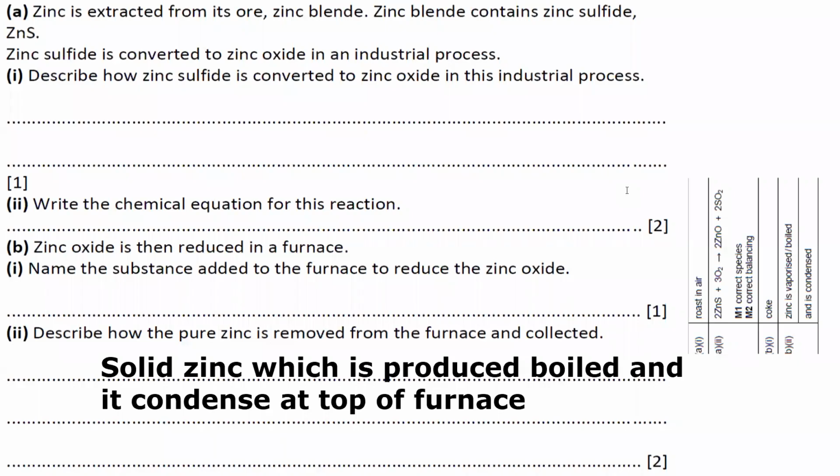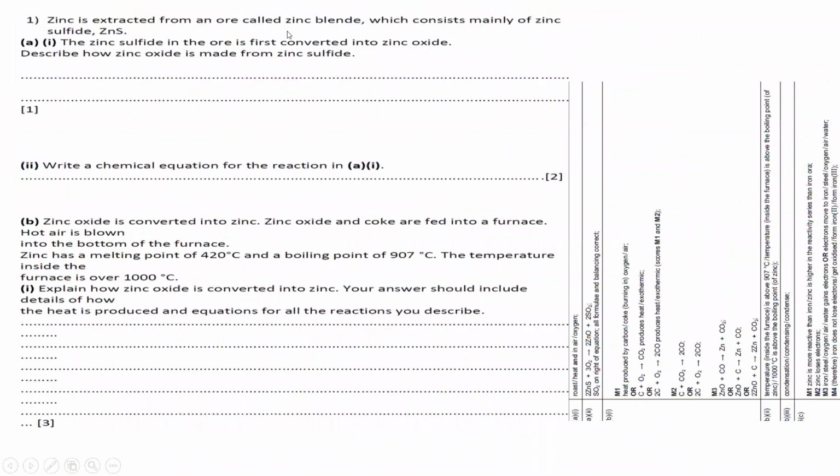Then another question related to extraction. You will find a similar question and you will find the same answers as well. In the question, zinc is extracted from an ore called zinc blende, which is zinc sulfide. The zinc sulfide in the ore is converted into zinc oxide. Describe how zinc oxide is made from zinc sulfide, like how we produce zinc oxide.